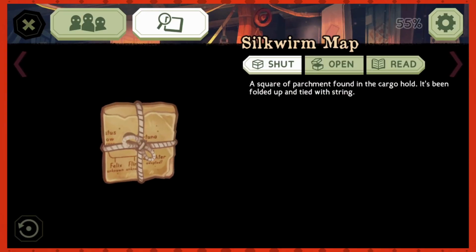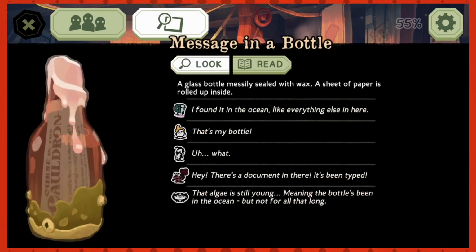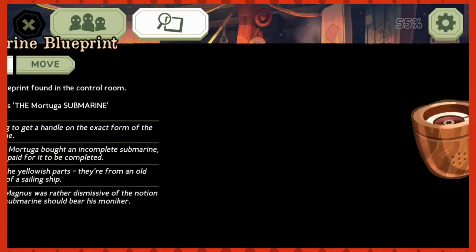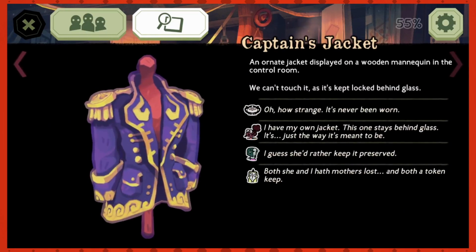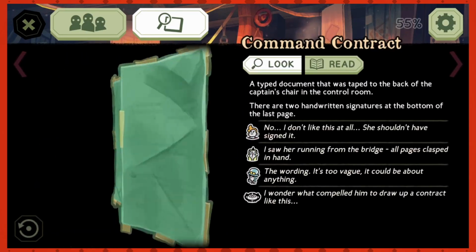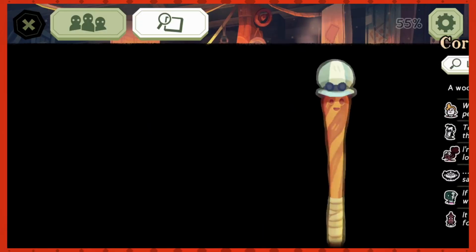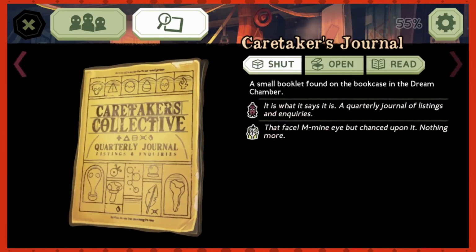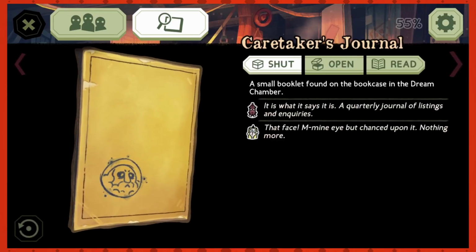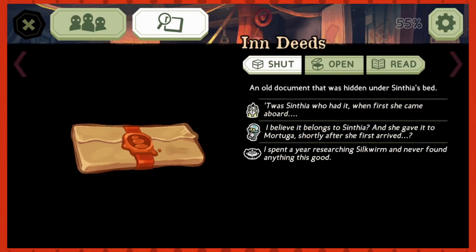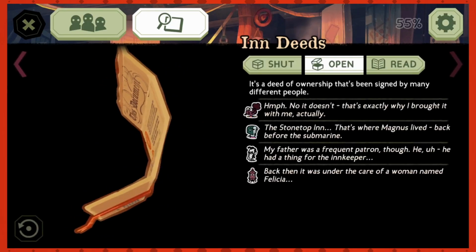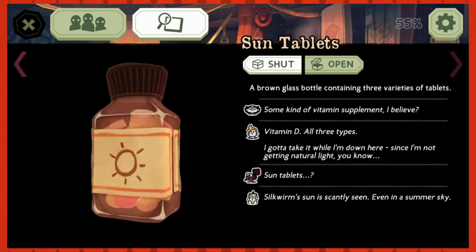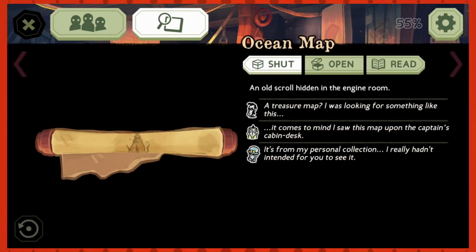Scrap parchment found in the cargo hold has been filled up and tied with string. Curse of the cauldron. Am I losing my goddamn mind? I don't remember what they're referring to at all. The Indeeds. Cell phone, sun tablets, eyeball key, ocean map.